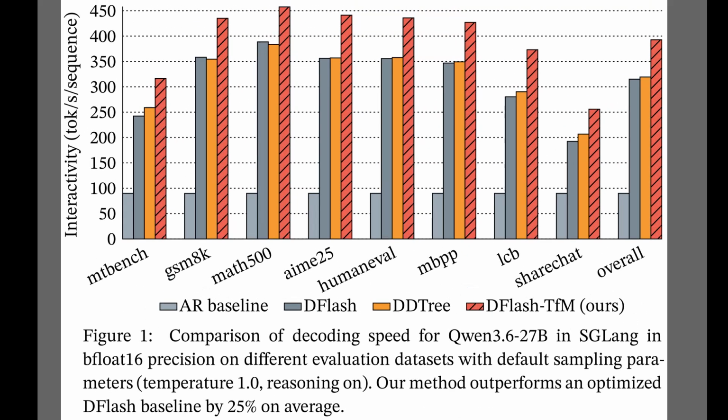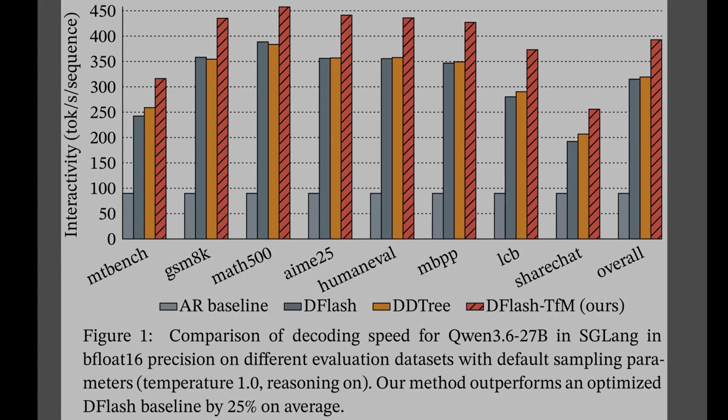So, Figure 1 plots the decoding speed across 9 different evaluation datasets to show how the new method compares to other approaches. The vertical axis measures interactivity, which is the generation speed in tokens per second per sequence. Across all tasks, from math problems to coding, the red striped bar representing DFlash-TFM consistently outperforms the others. In the overall average, on the far right, this new approach achieves nearly 400 tokens per second, leaving the standard autoregressive baseline, shown in light gray, far behind at under 100 tokens per second.